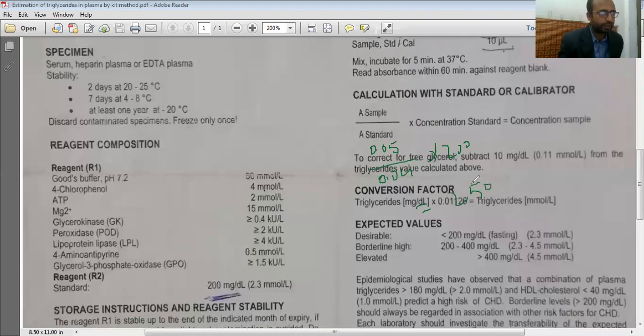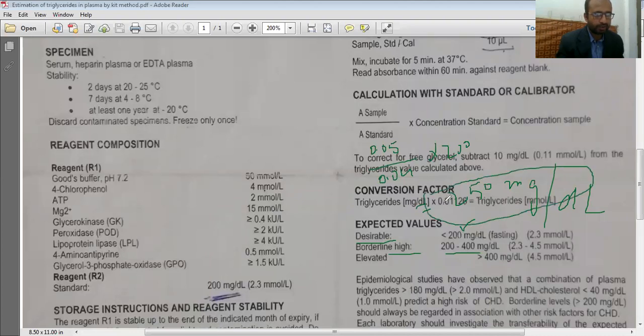What is the unit? That is milligram per deciliter. It means 250 milligram per deciliter triglycerides are present in your blood serum. Now the desirable value is 200 milligram. This is the ideal. If the person has 200 milligram triglyceride, it's normal. If it is more than 200, in the range of 200 to 400, it is borderline. So now this patient is on borderline because triglyceride is 250.